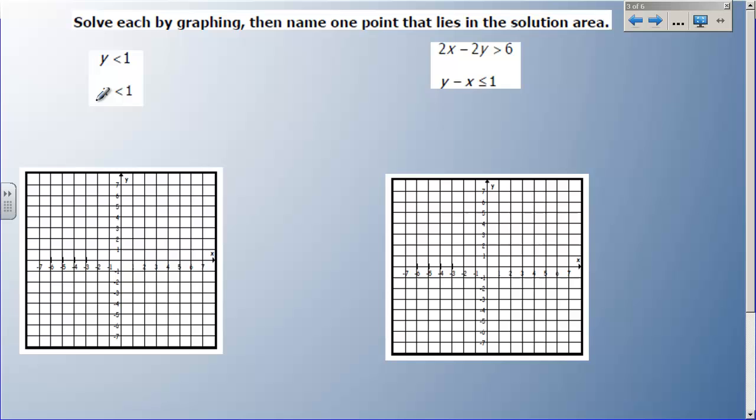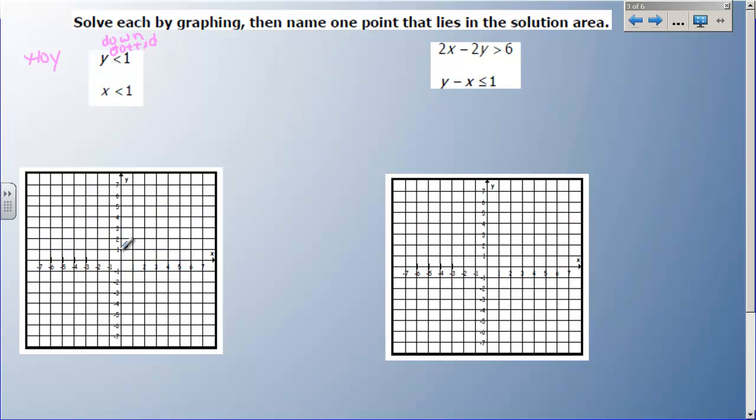y is less than 1 and x is less than 1. This is a y with no x, and this is an x with no y. When you have just y equals, or in this case y is less than, this is a horizontal line where y equals 1. Because it is less than, I'm going to shade down. And because it doesn't have the or equal to, this has to be a dotted line. So when I graph it, I have to draw a dotted line.